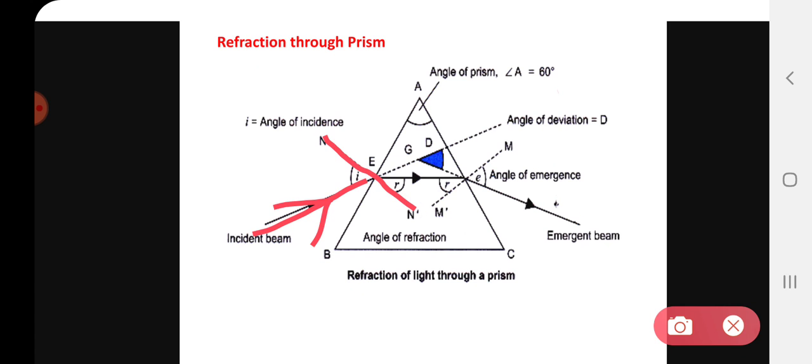So this N dash is a normal at the point of incidence. Now we know that the ray of light is traveling from air medium to glass medium, so it bends towards the normal. So this ray of light is a refracted ray of light. Then we have to draw another normal at the refracting surface AC, M dash, and the ray of light again travels back into the same air medium from the glass. This ray of light is called the emergent ray.